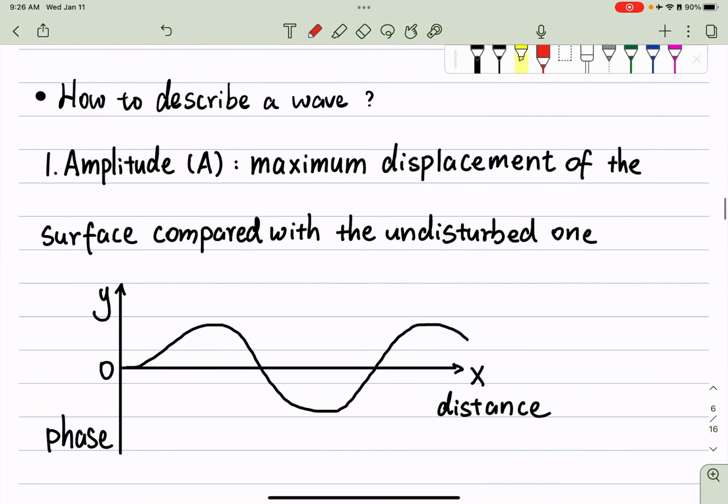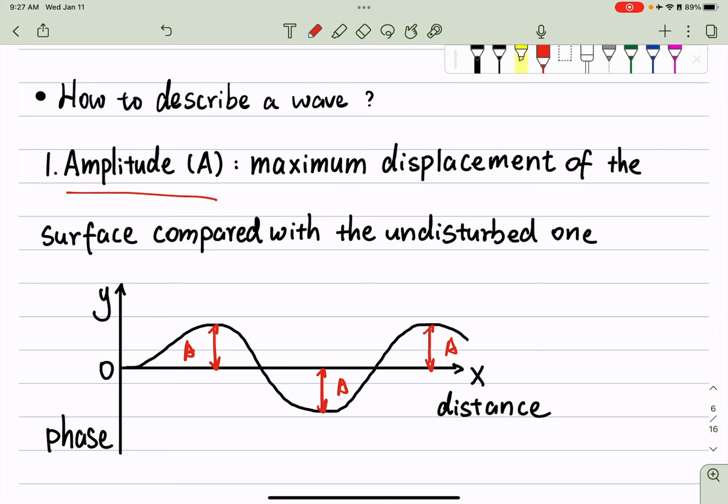When we're describing a wave, there are several properties we can talk about. The first one is called amplitude, sometimes abbreviated as a capital A. By definition, amplitude means the maximum displacement of the surface compared with the undisturbed one. That means if we take the distance from the peak to the reference point, that's my amplitude. Likewise, it's the same if we take it from the trough. All right, so that's what amplitude means.